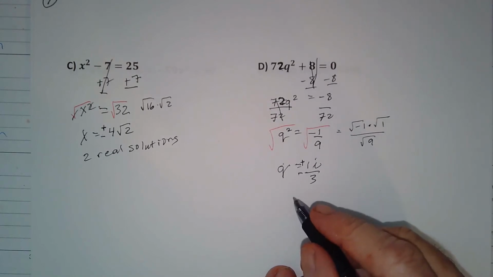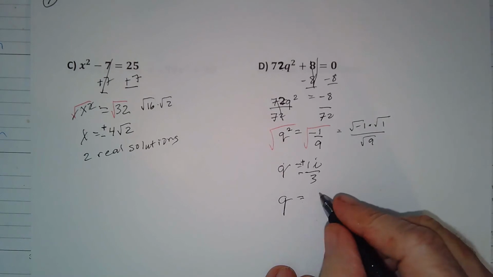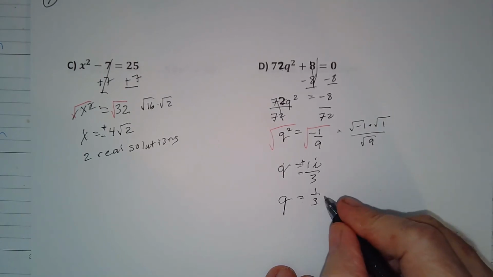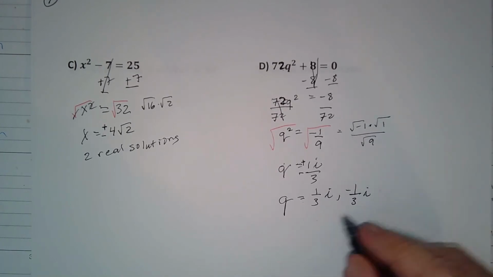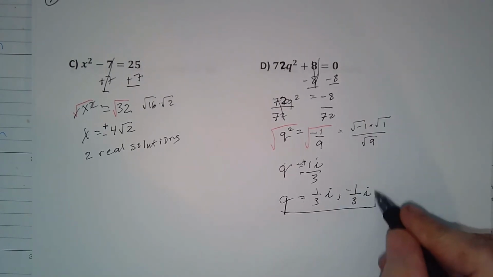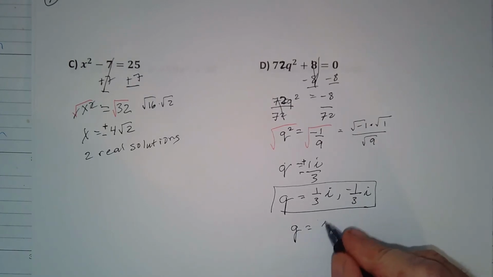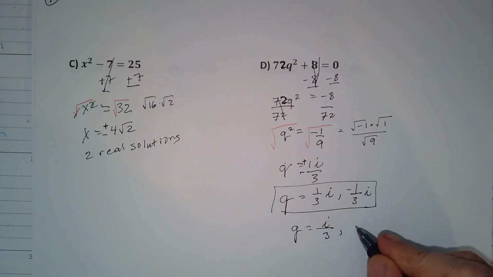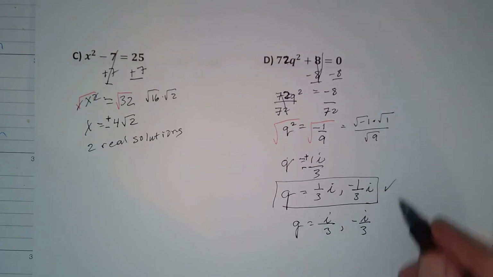So the way you would write this is q equals 1/3 i, or negative 1/3 i. And this is usually the preferred method that you would do it. Or you could do it as q equals i over 3 and negative i over 3. You could do it that way as well. But like I say, this is the preferred method.